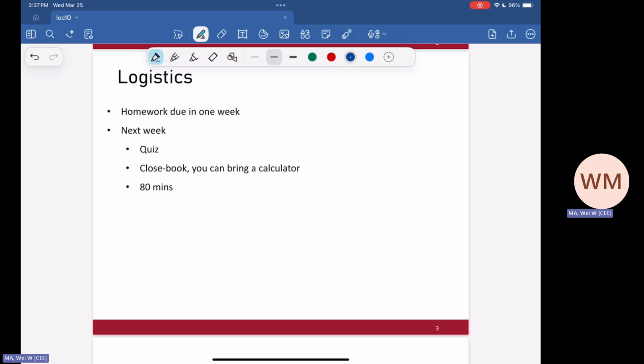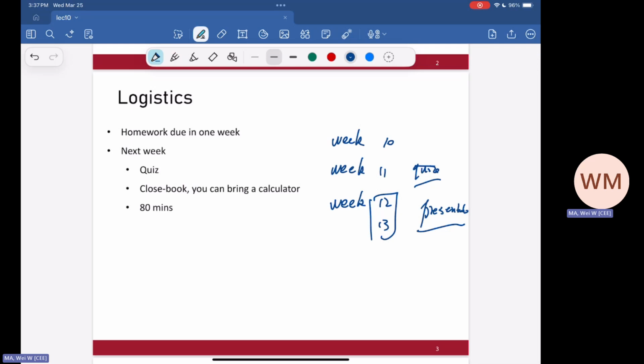I think this week is week 10, so week 11 we'll have the quiz. Starting from week 12 and 13, there will be the presentation. I think you still don't have the details of the presentation, right? But next week I'll give you more detail. Basically, you just use 5 minutes to make a very quick presentation of how machine learning and AI statistics are related to your own research.